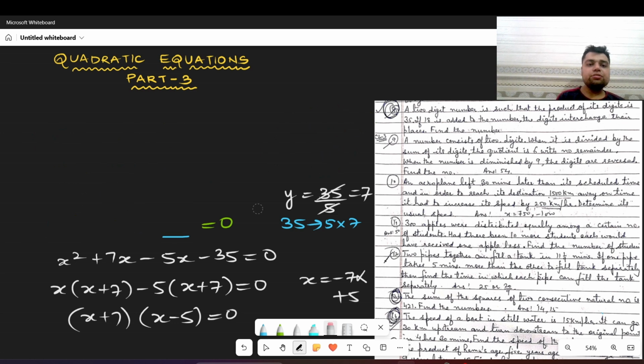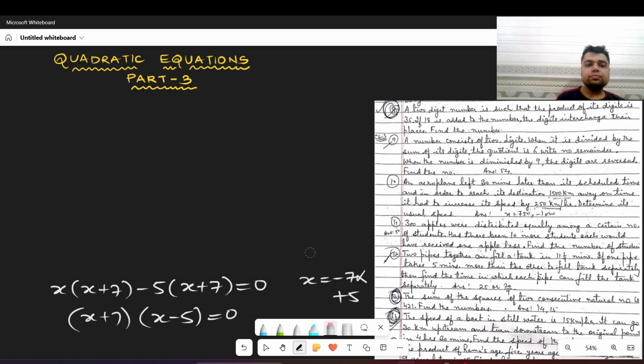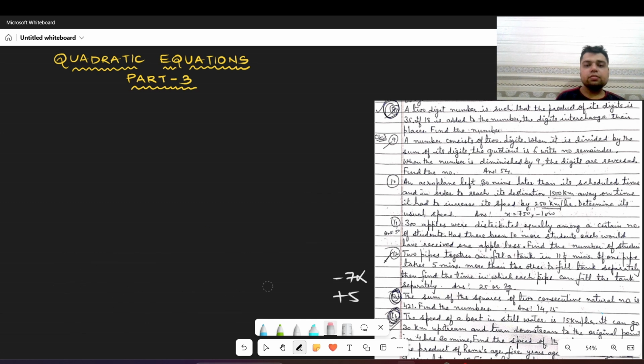In the next question, a number consists of 2 digits. When it is divided by the sum of the digits, the quotient becomes 6 with no remainder. When the number is diminished by 9, the digits are reversed. Find the number.